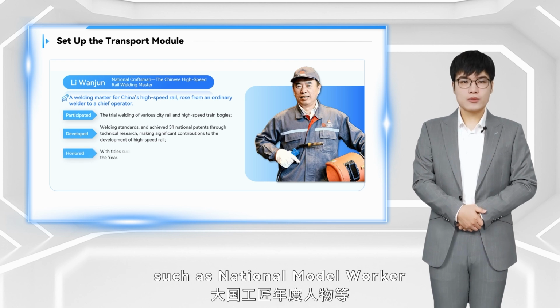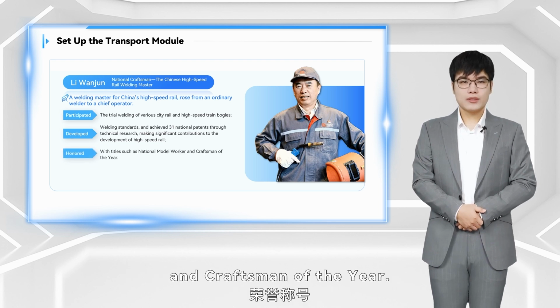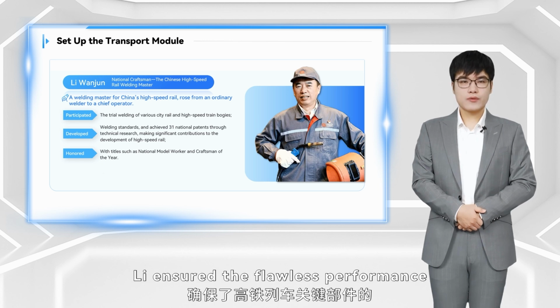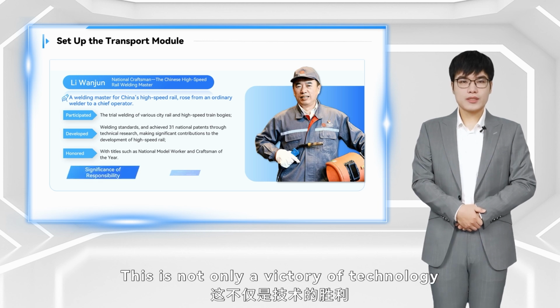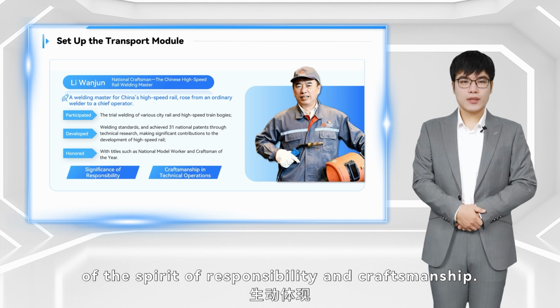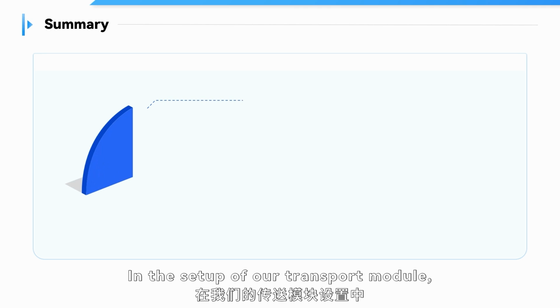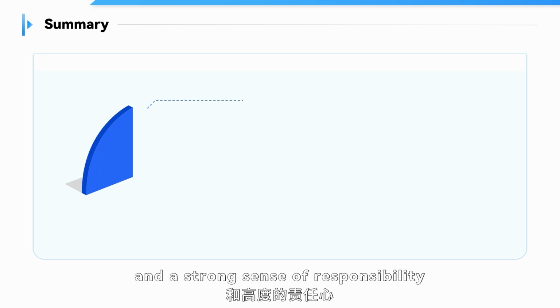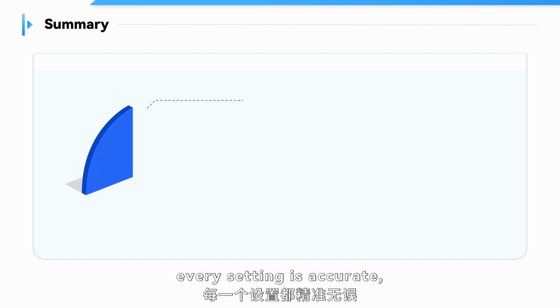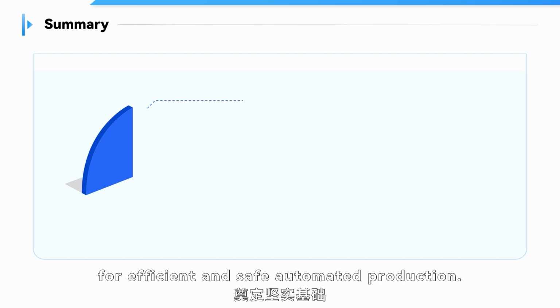He was honored with titles such as National Model Worker and Craftsman of the Year. Through his relentless pursuit of welding technology, we ensured the flawless performance of key high-speed rail components. This is not only a victory of technology but also a vivid embodiment of the spirit of responsibility and craftsmanship. In the setup of our transport module, we also need the same relentless attention to detail and a strong sense of responsibility to ensure that every setting is accurate, laying a solid foundation for efficient and safe automated production.